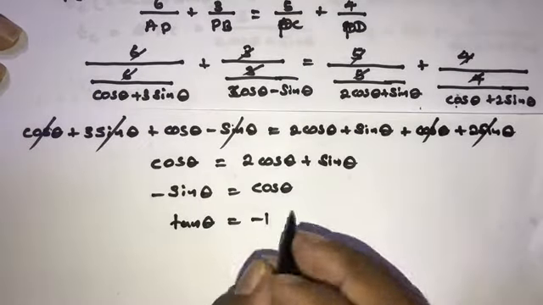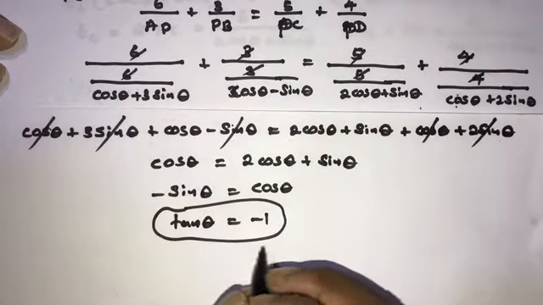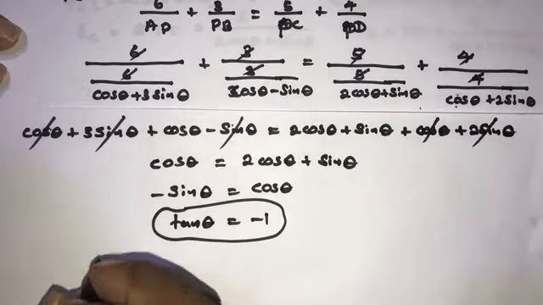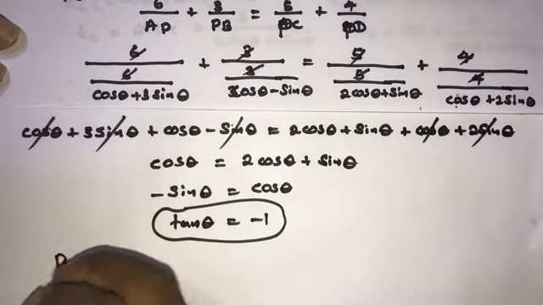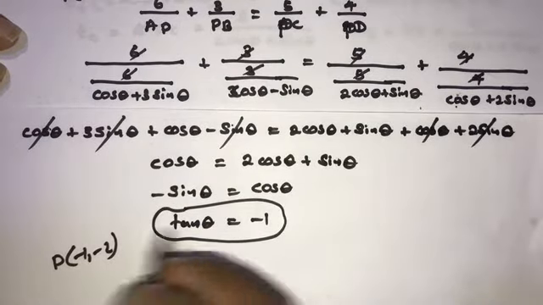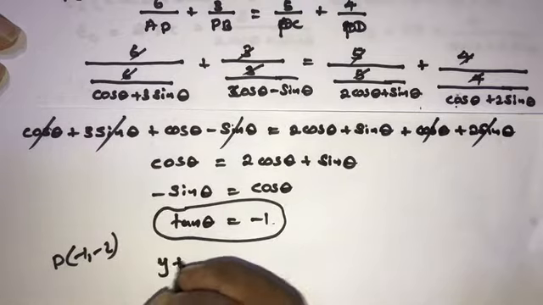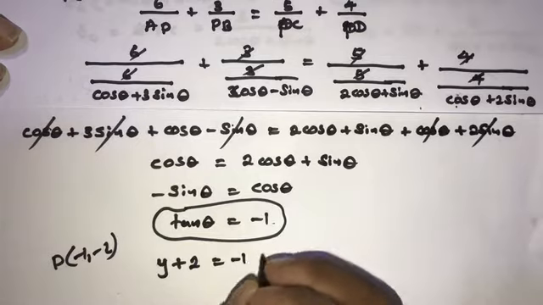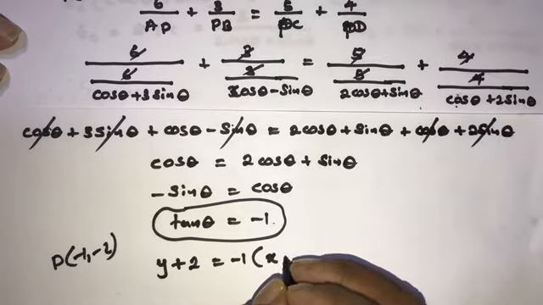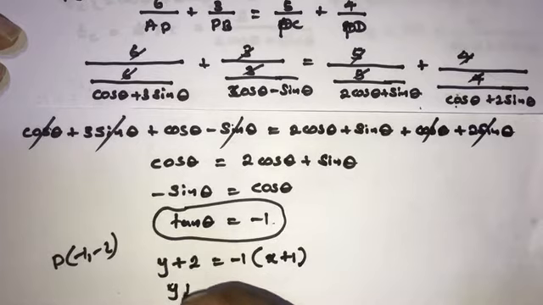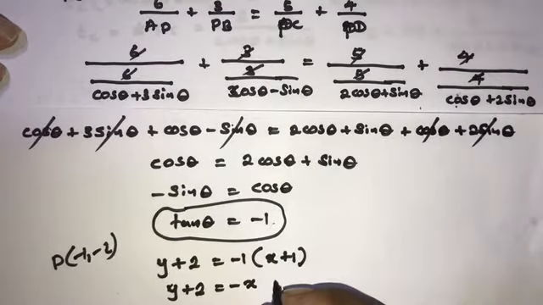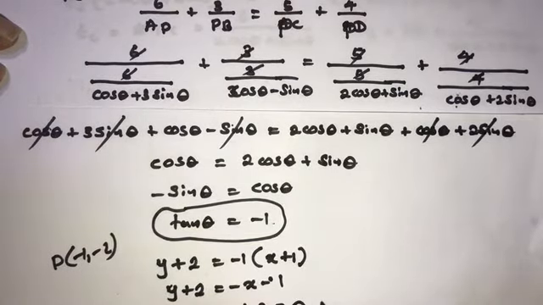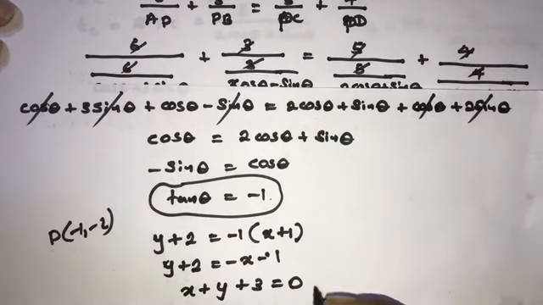Okay, now we know this is the gradient of the line, so we can write the line through the point P, minus 1, minus 2, and gradient minus 1, so y plus 2 is equal to tan of theta, so minus 1 times x plus 1, so y plus 2 is equal to minus x minus 1, so x plus y plus 3 is equal to 0. Okay, this is the answer.